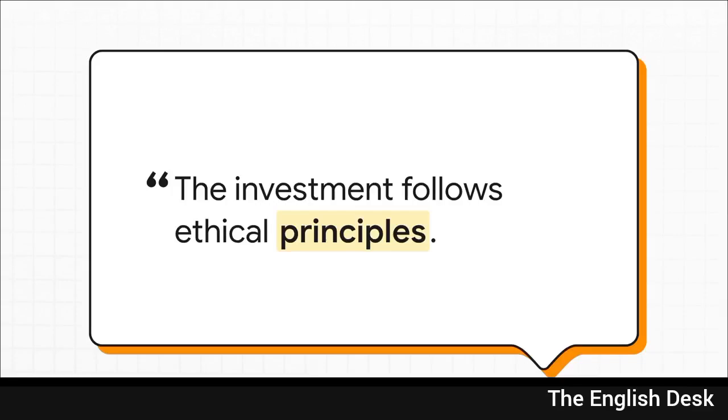And for our last one, the investment follows ethical principles. The investment isn't following a person, is it? No way. It's following a set of rules or beliefs. These are the ideas that are guiding the whole strategy. And since it's about ideas, you guessed it, we use principles.